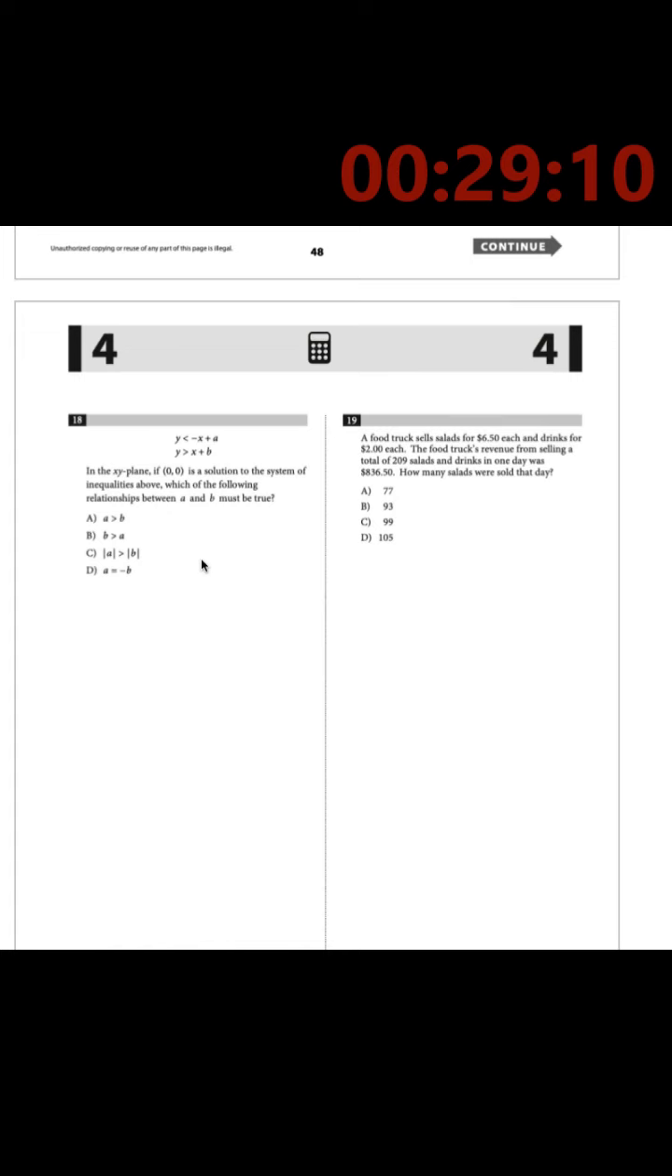Okay, if (0, 0) is a solution, that means 0 is less than 0 plus a, and 0 is greater than 0 plus b. Therefore, a is greater than 0 while b is less than 0. Therefore, a is greater than b.